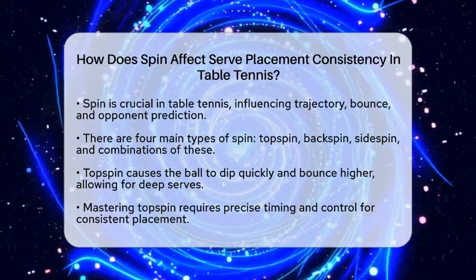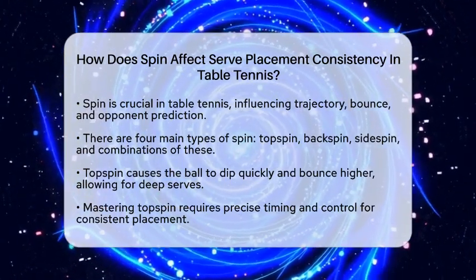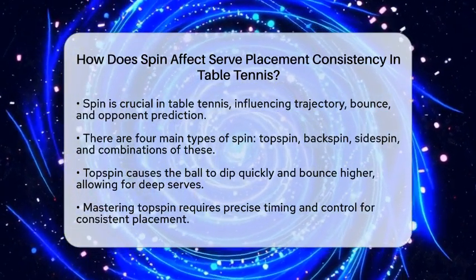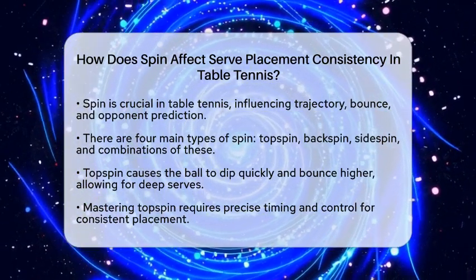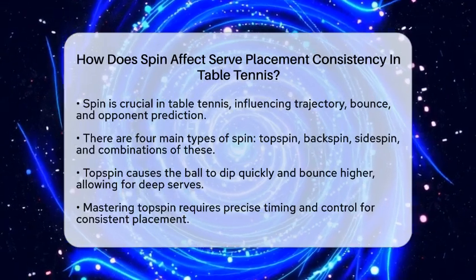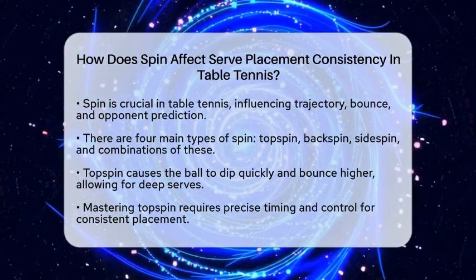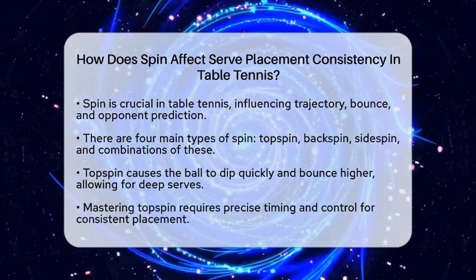Spin is a game changer in table tennis. It affects the ball's trajectory, bounce, and how well your opponent can predict and return your serve. There are four main types of spin: topspin, backspin, sidespin, and combinations of these. Each type influences the ball's behavior in unique ways, which can help you develop consistency in your serves.